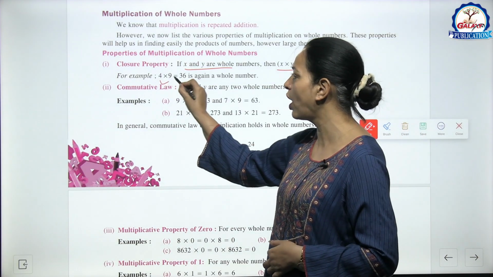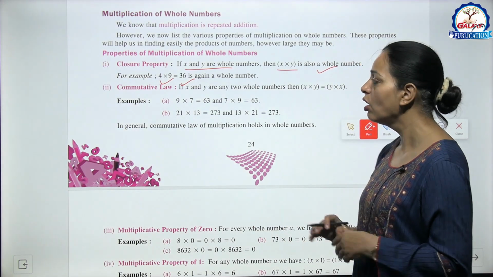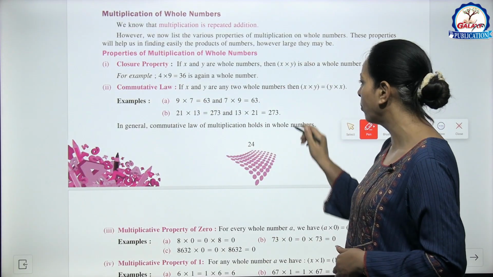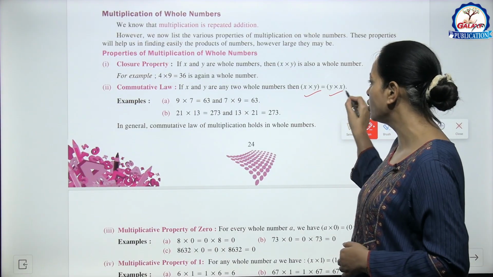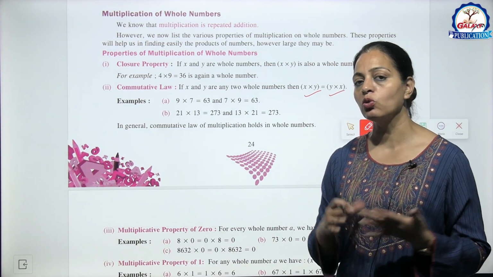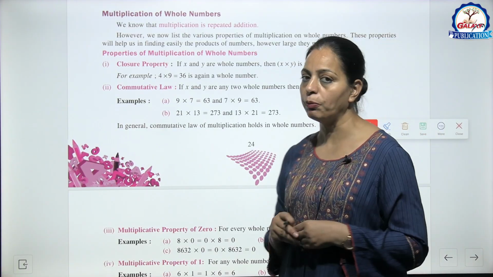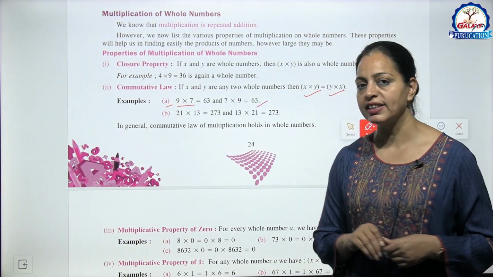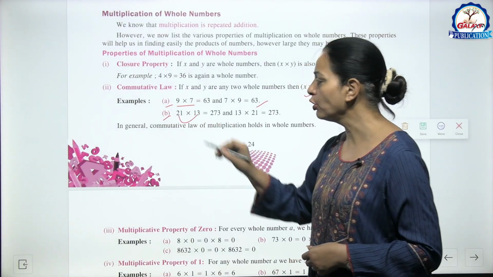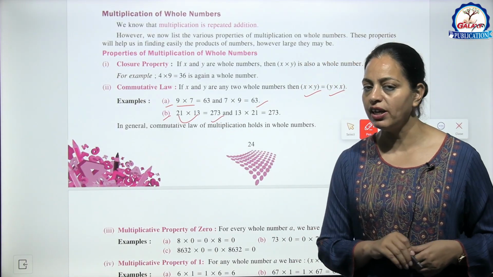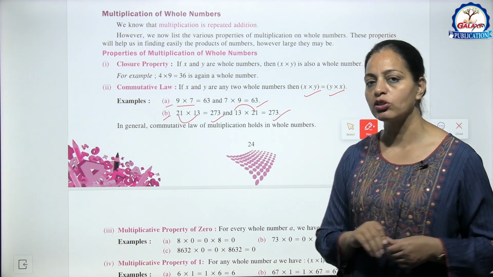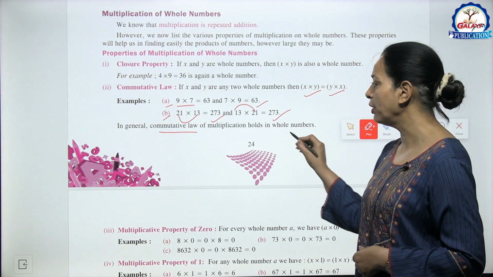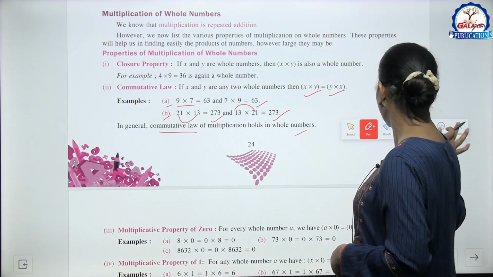For example, 4 into 9, that is 36. So this is a whole number. Okay. The second one, commutative law. If x and y are any two whole numbers, then x into y equals y into x. That means we multiply any two whole numbers in any order, the answer would be same. Example A part, 9 into 7 is 63, 7 into 9 is 63. Okay. B part, 21 into 13, that is 273, and 13 into 21, that is also 273. So in general, commutative law of multiplication holds in whole numbers.